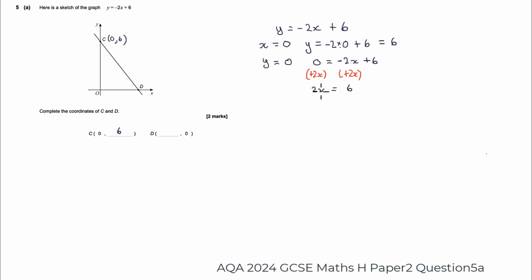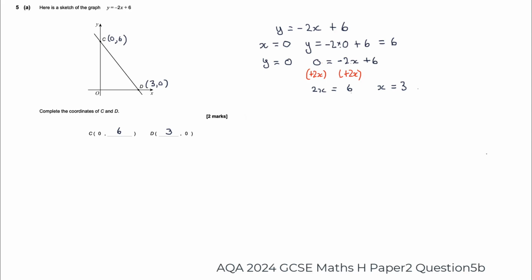So twice the number x is 6. x must be just 3. We'll divide both sides of this equation by 2. You get x equals 3. So D is the point 3, 0. There it is, 3 along, you don't go up. There's the point D. So that's the two sets of coordinates for part A.